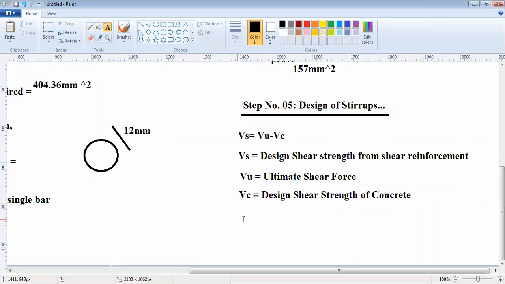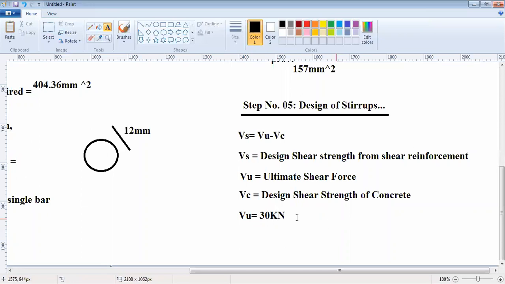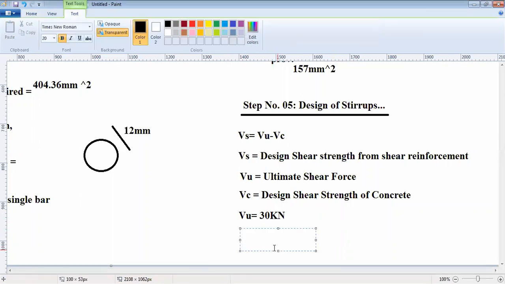Now first we get VU, how much is VU coming in this question, in step number 1? 30 kilonewton. How do we get VC?